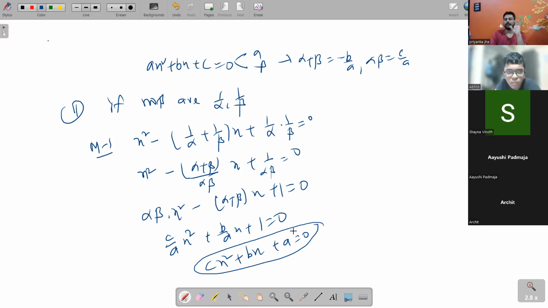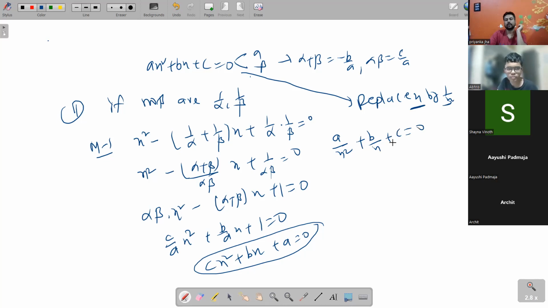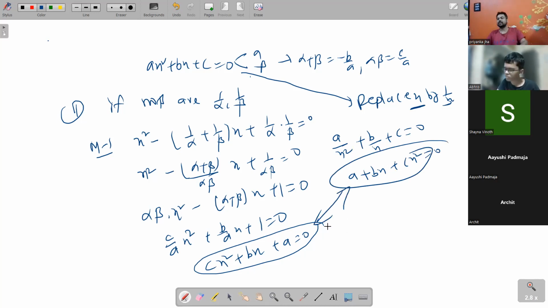So this is the authentic way, right? Now, we can see that these are the reciprocals of the roots. So in this equation, if we replace x by 1 by x, because the roots are reciprocal, we'll get the same equation that we got now. You can see a plus bx plus cx square equal to 0. See these two equations. So you can remember this short trick. This is method 2.